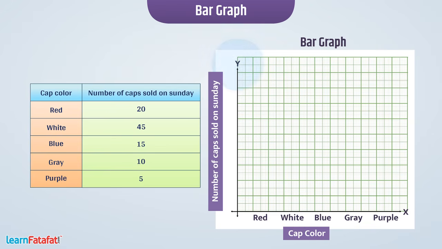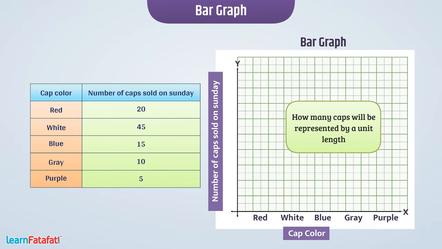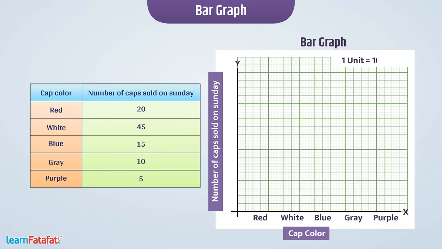on vertical axis. Then, we will choose appropriate scale, that is, we will specify how many caps will be represented by a unit length of a bar. Here, we will choose 1 unit is equal to 10 caps. Accordingly, we will write the number of caps on the vertical axis.